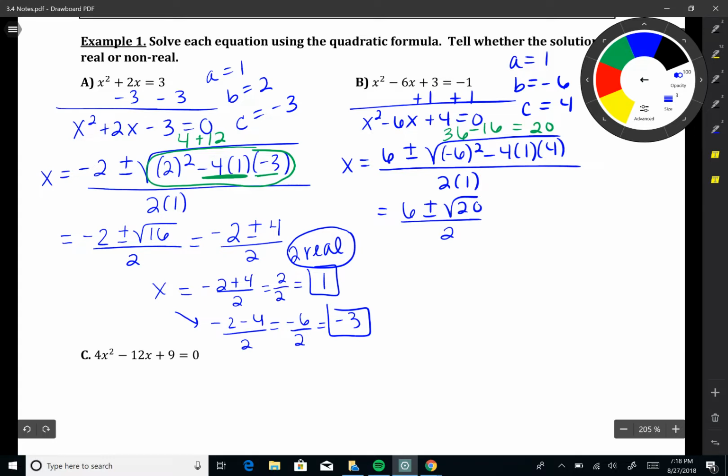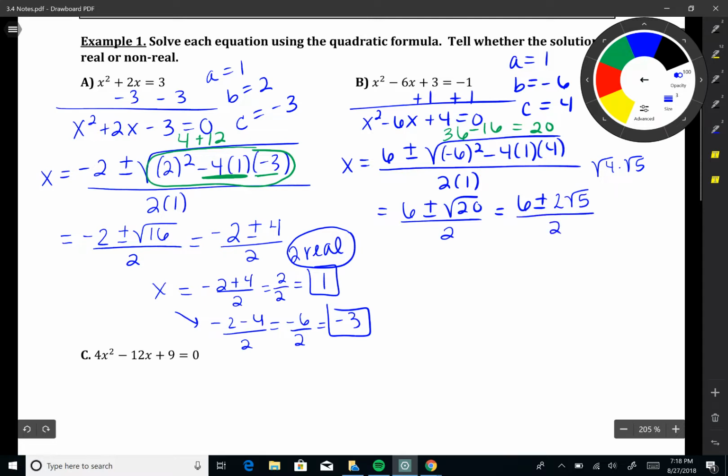20 is not a perfect square, but we do need to use our skill of simplifying radicals and change that to, remember, the square root of 4 times the square root of 5. So we're going to change that to plus or minus 2 rad 5. Now that's all divided by 2.